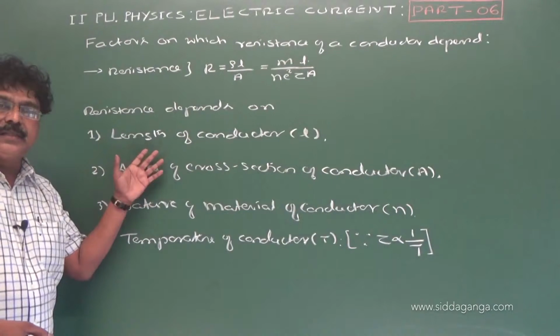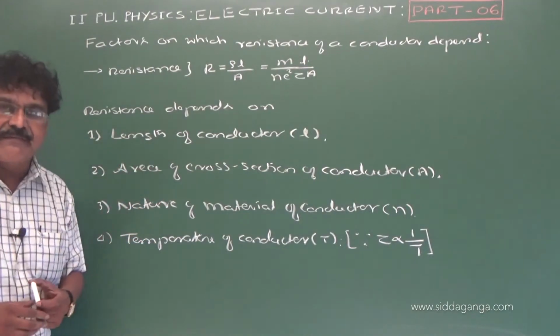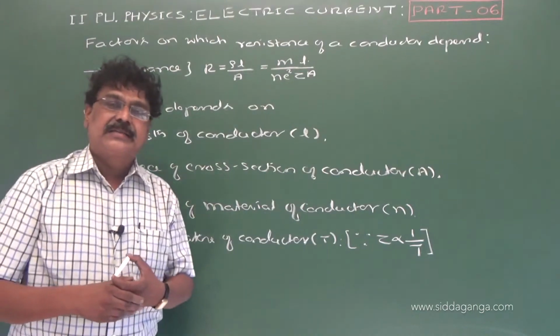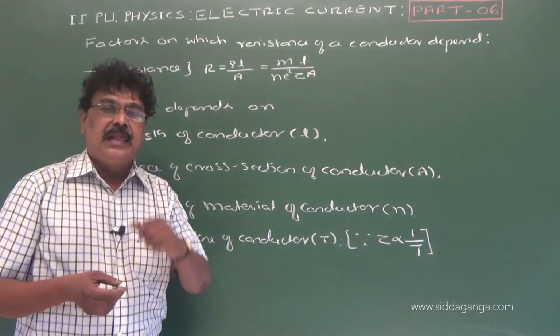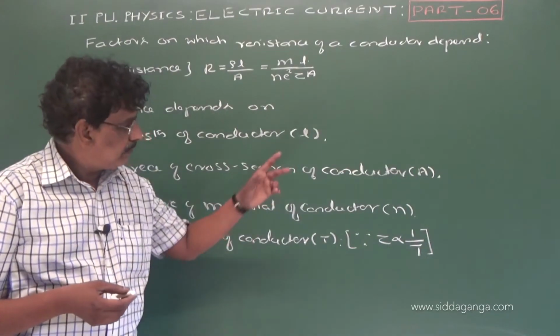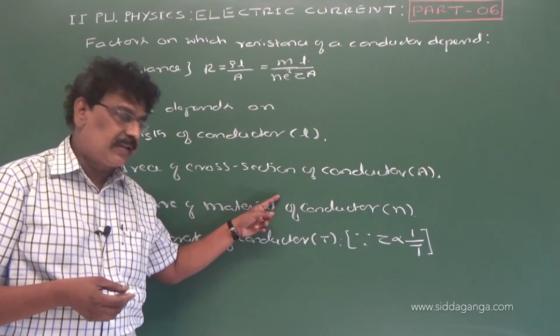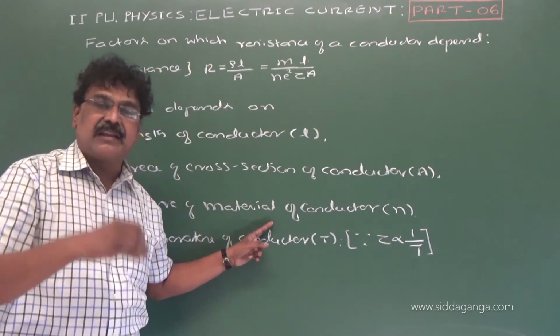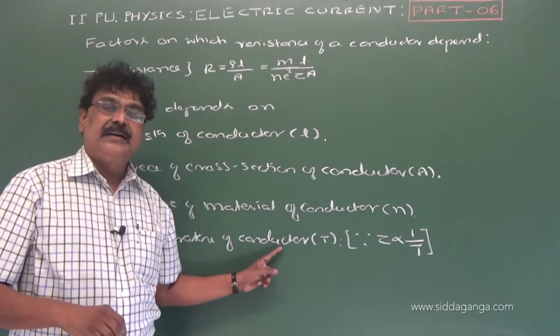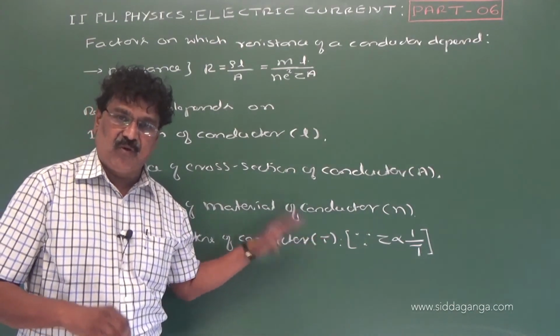These are all the four factors on which the resistance of a conductor depends. That means we can change the resistance of a conductor by changing the length, by changing the area of cross section, by changing the material of the conductor, and by changing the temperature of the conductor. These are all the four factors.